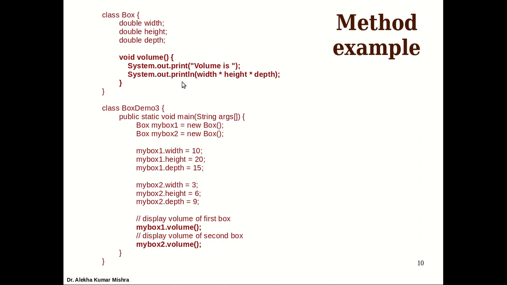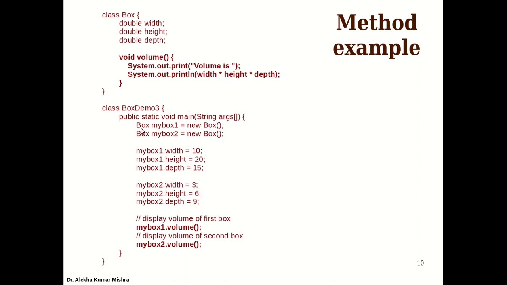Similar to accessing the data fields, we can call any class member method through the object, using the dot operator, with reference to an object. It has to be called through reference to an object. Depending upon which object is calling, the data are accessed or modified. Here we are not storing anywhere, but simply accessing width, height and depth to compute the volume and print it within the volume method.